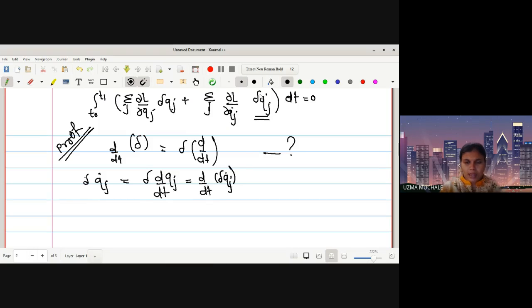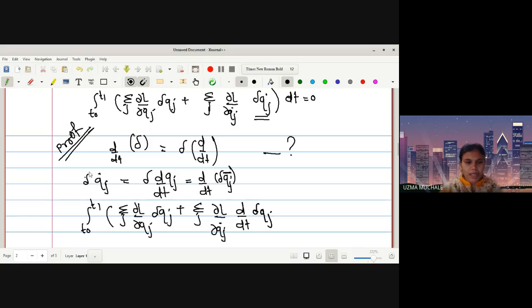Except this, we can now find out the value of delta qj dot. So using this equation in the above equation, we get the integration from t0 to t1, summation over j, dou L by dou qj into delta qj, plus summation over j, dou L by dou qj dot into delta qj dot. Sorry, it should not be qj dot here. d by dt of delta qj.